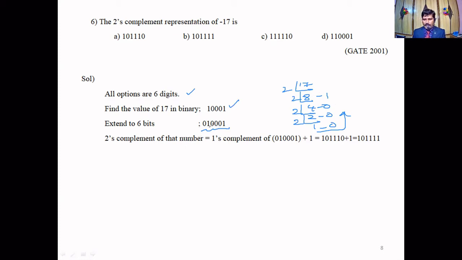What is the 1's complement of this? 101110. This one plus 1, you will get 101111. That is, option B is correct.